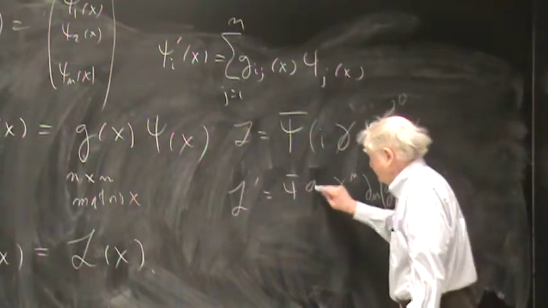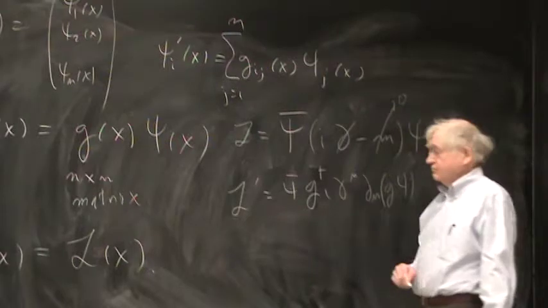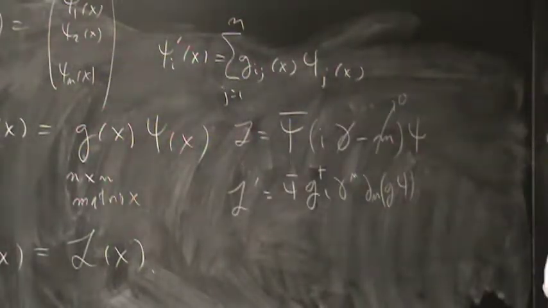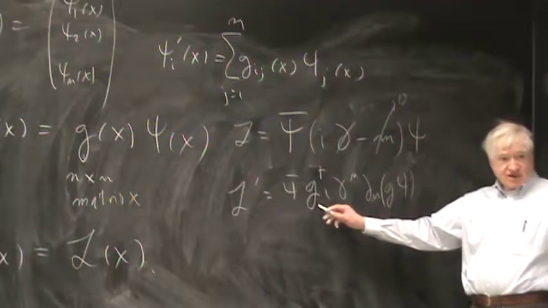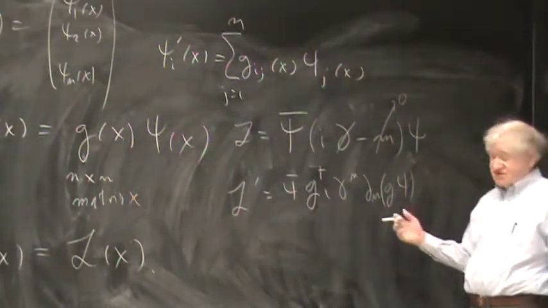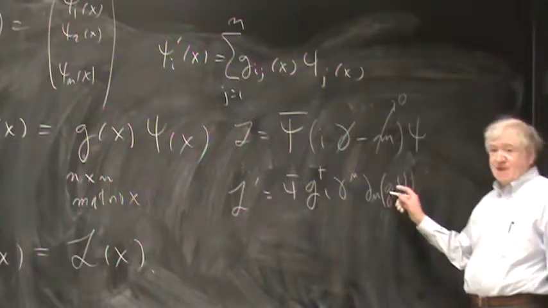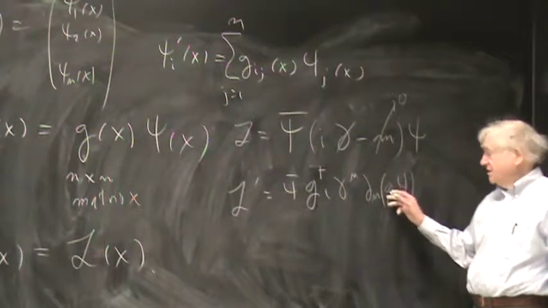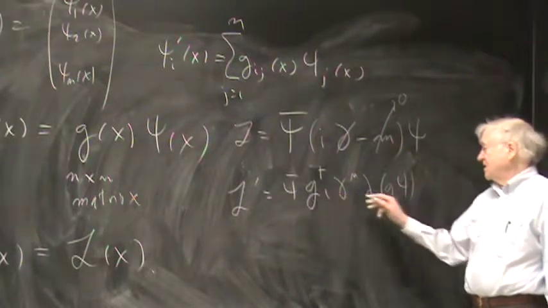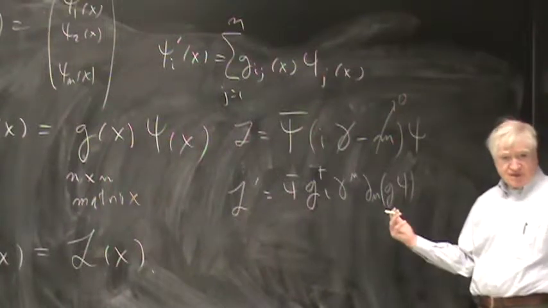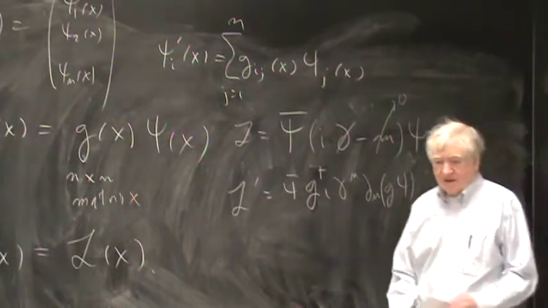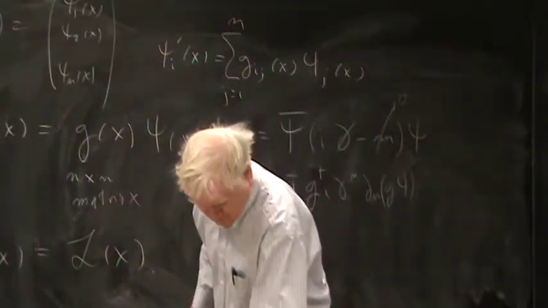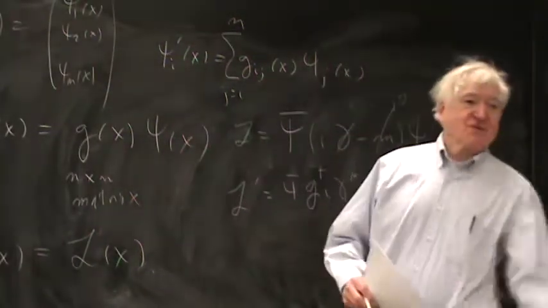Brilliant. Absolutely. In fact, that's why if the group is unitary, if the matrices are unitary and independent of x, then the g dagger cancels the g and just becomes the identity. You're certainly entitled to another.